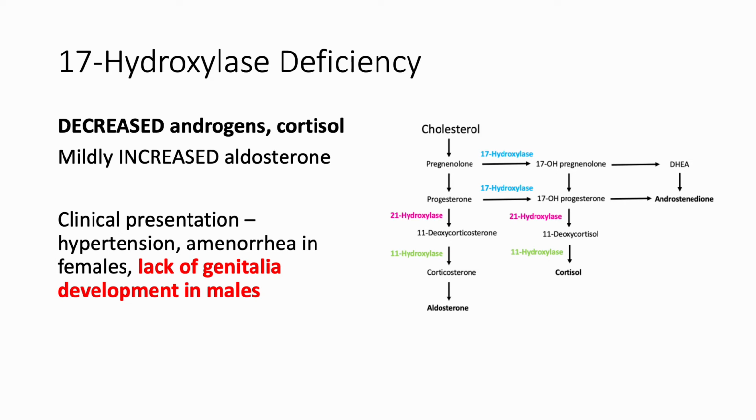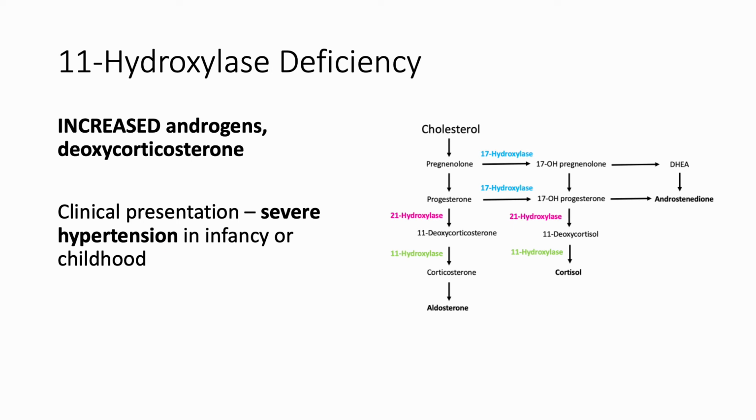In 17-hydroxylase deficiency, you'll have decreased androgens and decreased cortisol, and you'll have a slight increase in aldosterone. And this will present with hypertension, amenorrhea in females, and most importantly, the lack of genitalia development in males. And this is because of the lack of androgens that are being produced.